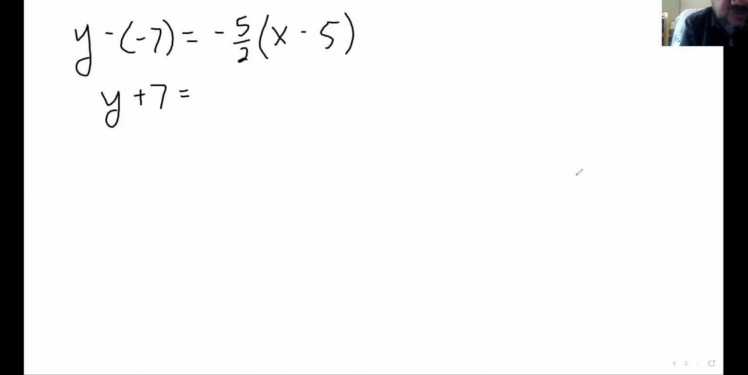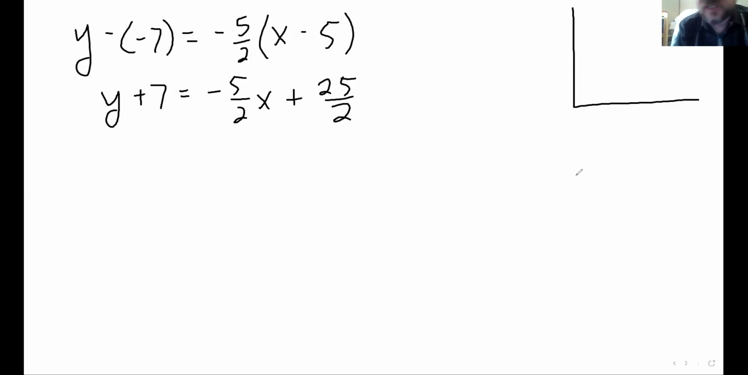equals, I'll distribute the -5/2, so we'll have -5 over 2 x plus 25 over 2, because 5 is 5 over 1. 25 over 2, negatives cancel. Then I'm going to subtract 7, and we're going to do the same thing we did before. I need to subtract 7, and I need a common denominator of 2, but 7 is 14 over 2.